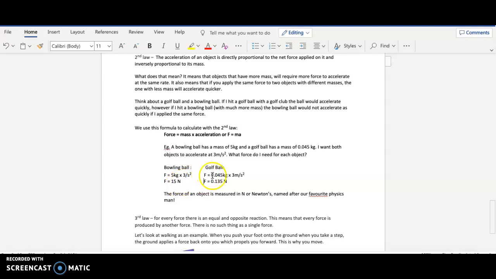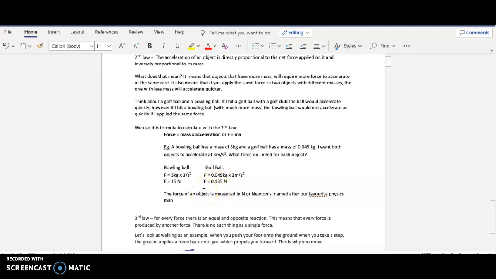Force is equal to mass, which I know is 0.045 kilograms, and I want it to accelerate at 3 meters per second squared. So I need a force of 0.135 newtons. So we can tell that our force for an object that has a greater mass is way bigger. This is a way bigger force. 15 is way bigger than 0.135 newtons.